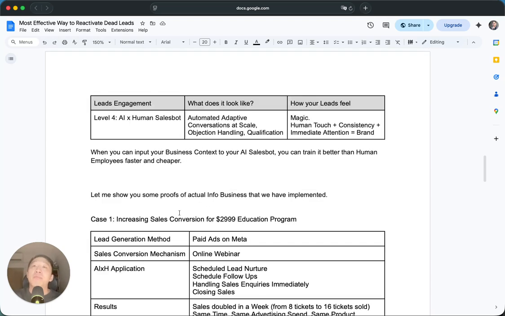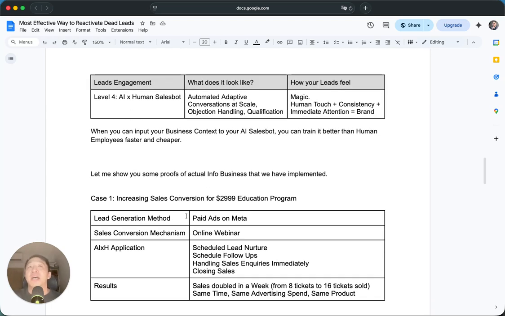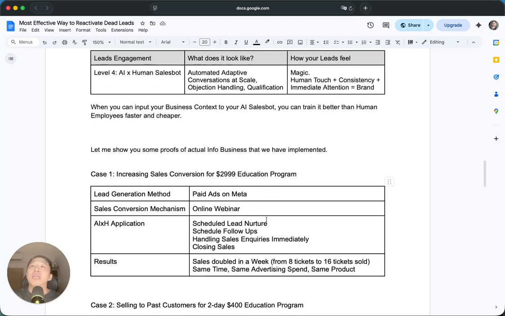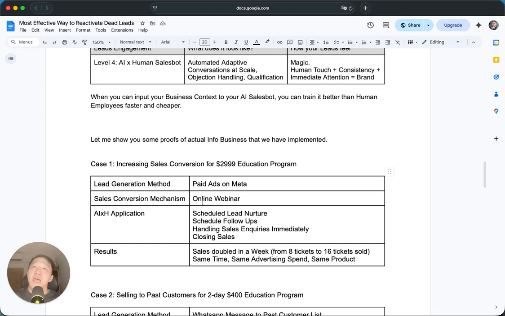Let me show you some proof of actual info businesses that we have implemented this for. Case number 1: increasing sales conversion for a $3,000 education program. Lead gen method: paid ads on Meta. Sales conversion mechanism: we are running an evergreen webinar for them. Our AIxH application handles scheduled lead nurture, scheduled follow-ups, handling sales inquiries immediately, and closing sales.